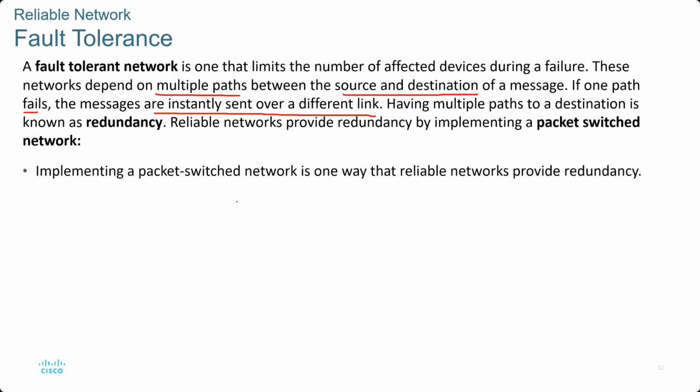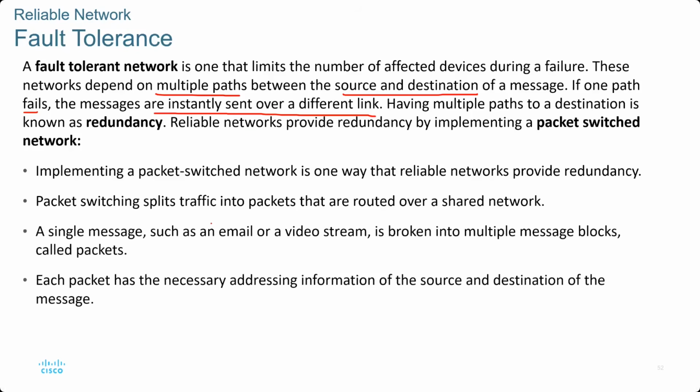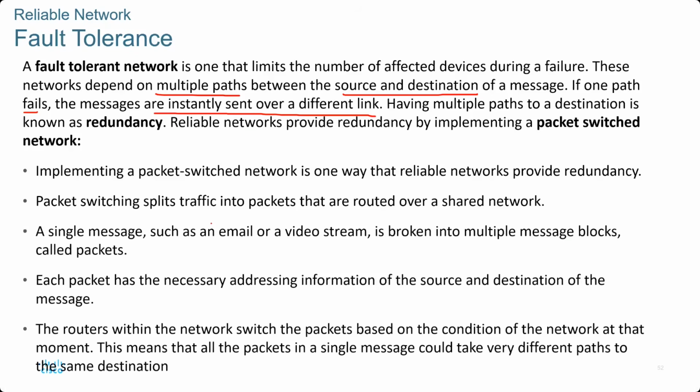Okay. So packet switched networks by nature can follow multiple paths. Because they are packet switched, all the information is divided into chunks, which we call packets, and then they are switched out through different paths. They don't follow the same path, okay? A single message such as an email or video stream is broken into multiple message blocks called packets, and each packet has the necessary addressing information of the source and destination of the message. The routers within the network switch packets based on the condition of the network at the moment. That means that all packets in a single message could take very different paths to the same destination.